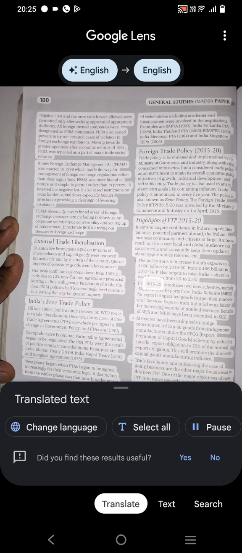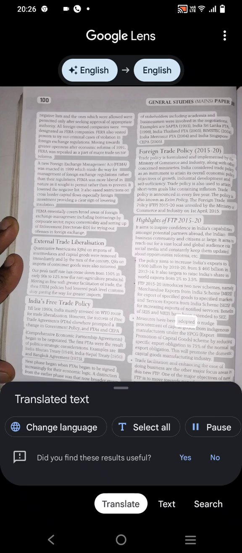FTP 2015-20 introduces two new schemes, namely, the Merchandise Exports from India Scheme, MEIS, for export of specified goods to specified markets, and the Services Exports from India Scheme, SEIS, for increasing exports of notified services. Benefits of SEIS and MEIS have been extended to SEZ.